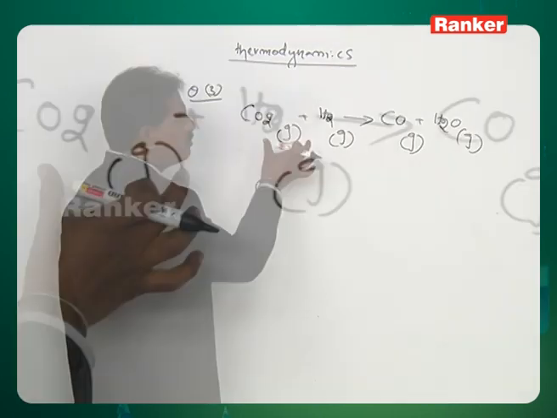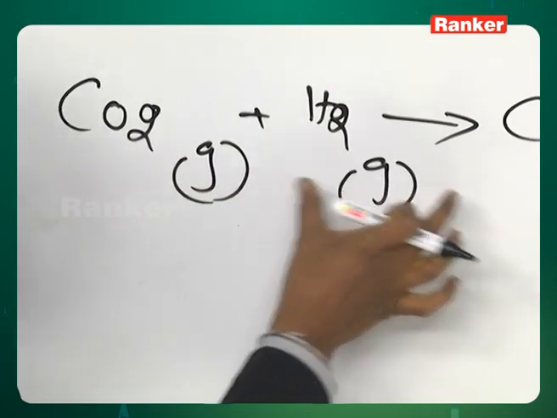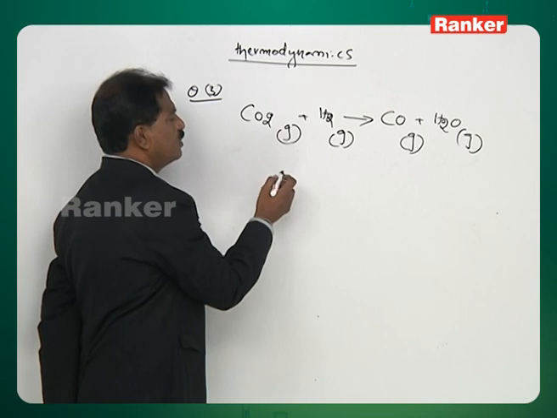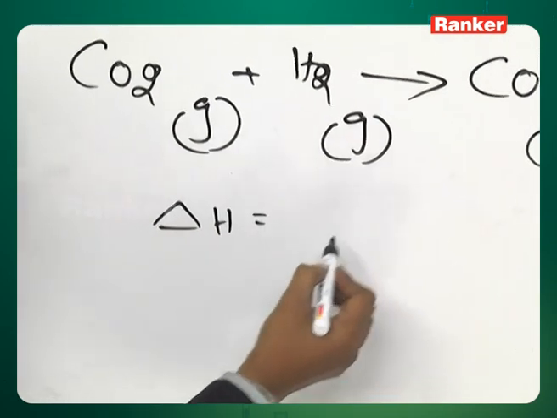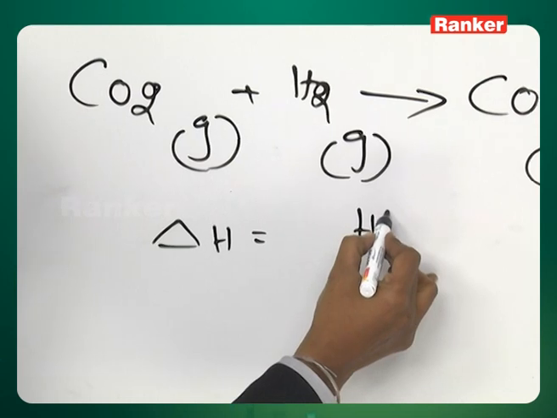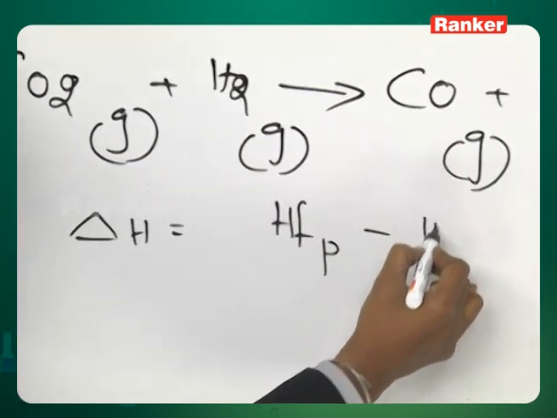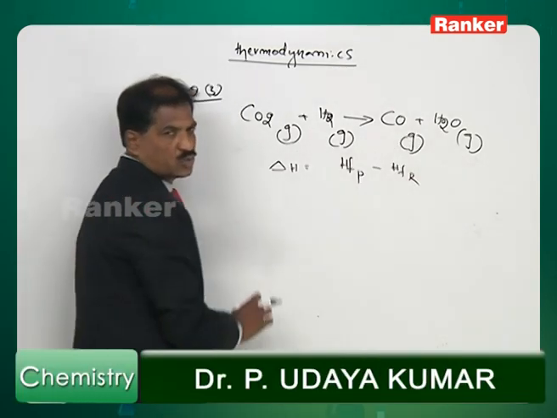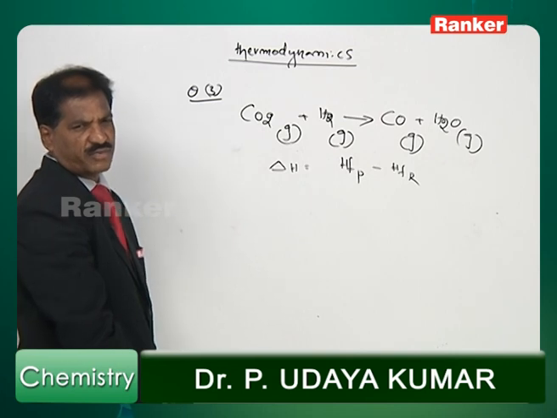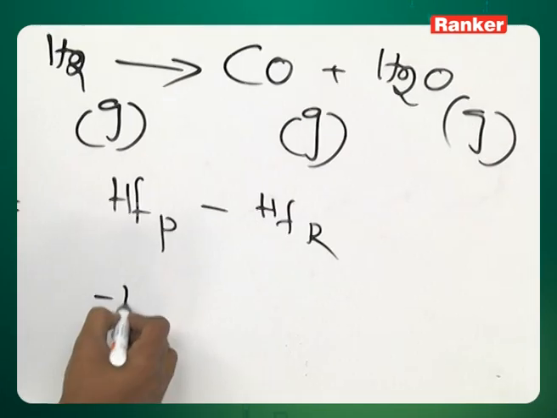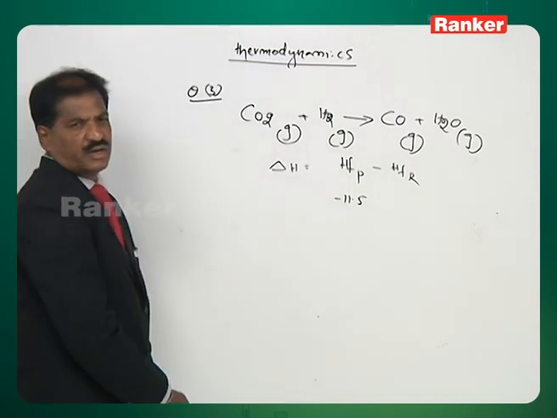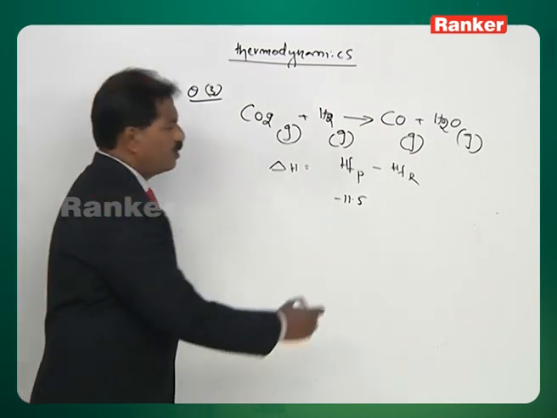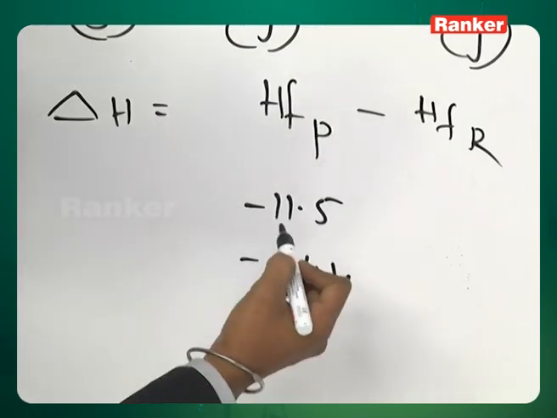They have given the enthalpy of formation of the various participating species. Whenever the enthalpy of formation of the reactants and products are given, and they ask the enthalpy change for the reaction, the formula is enthalpy of formation of the products minus enthalpy of formation of the reactants. Here products are carbon monoxide and H2O. For carbon monoxide, the enthalpy of formation is given as minus 11.5, and for water, the enthalpy of formation is given as minus 241.8.